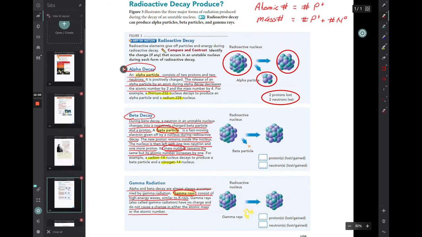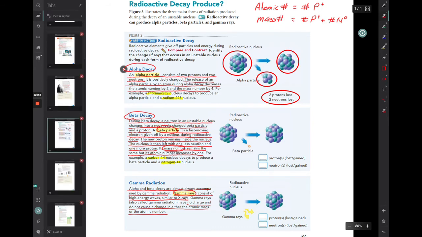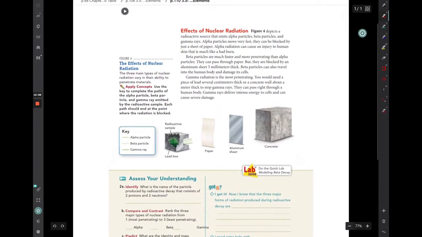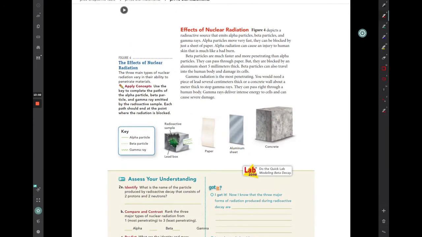On this next page, I want to compare those types of radiation. We talked about X-rays and how they're able to penetrate through your flesh, through your muscle, through soft tissue, but not through the bone, and that's how we get that image.